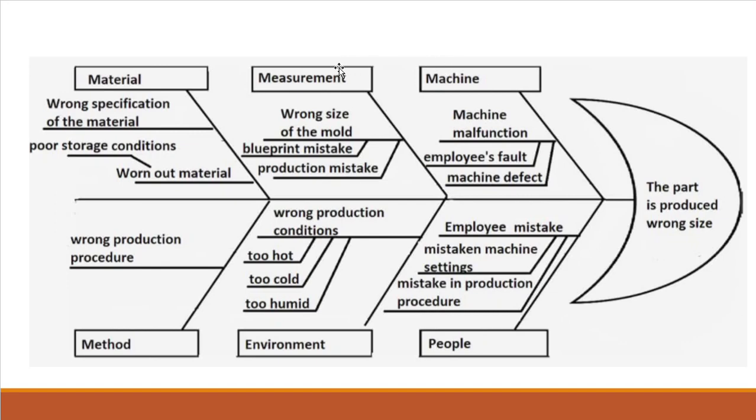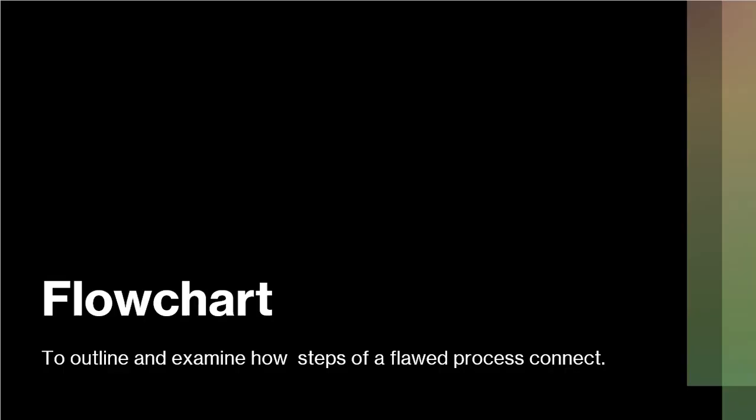So as you can see, these are the categories. Ni adalah kategori dia, ni adalah main problem, and this is the category: machine, measurement, material, method, environment, people, and then this one is the actual causes, the reasons there. So this one we will continue next class.